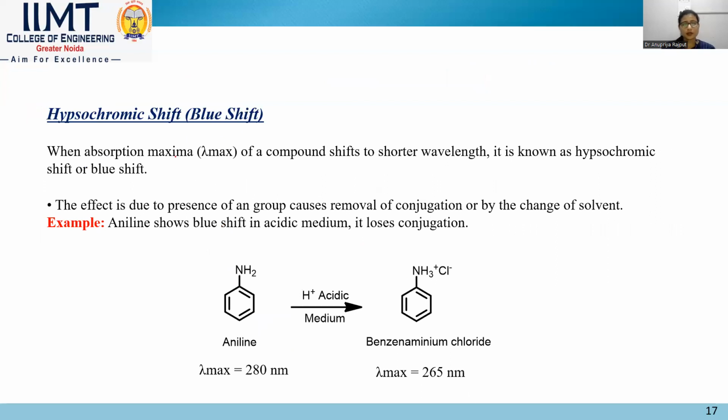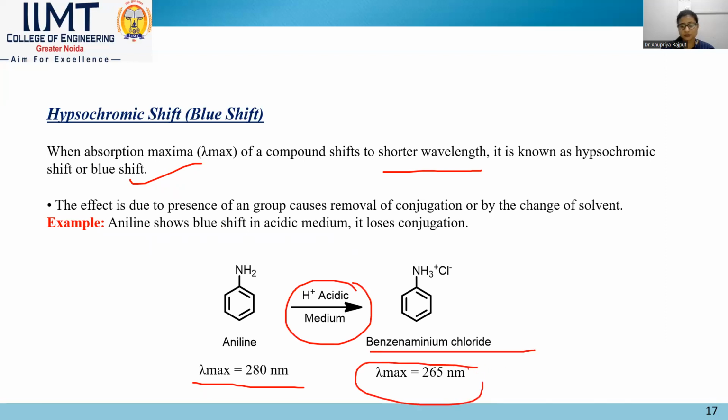Hypsochromic shift: when the lambda max shifts to a shorter wavelength, it is known as hypsochromic or blue shift. This effect is due to the presence of a group that hinders resonance or conjugation, or by a change of solvent. For example, aniline shows the lambda max at 280 nanometer, but in acidic medium it generates benzenium chloride and the lambda max is 262. That means in acidic medium, aniline shows the blue shift or hypsochromic shift.